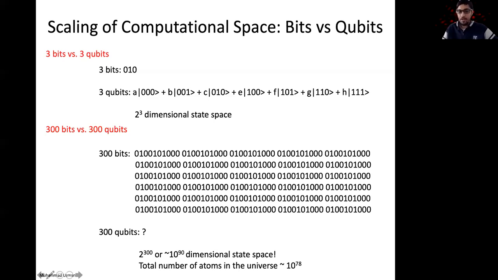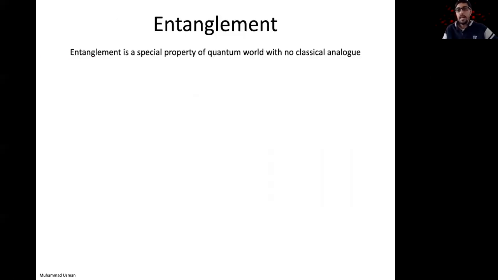And just to remind you of the large size of this space, the total number of atoms in the universe is about 10 power 78. So if you have a 300 qubit state, you can easily represent all the possible atoms in the universe. You can encode them in that state. That's the enormous power of quantum computers: if you have qubits, you have access to a very large computational space. Then another magical property of quantum bits is entanglement, which is not present in your classical computers.